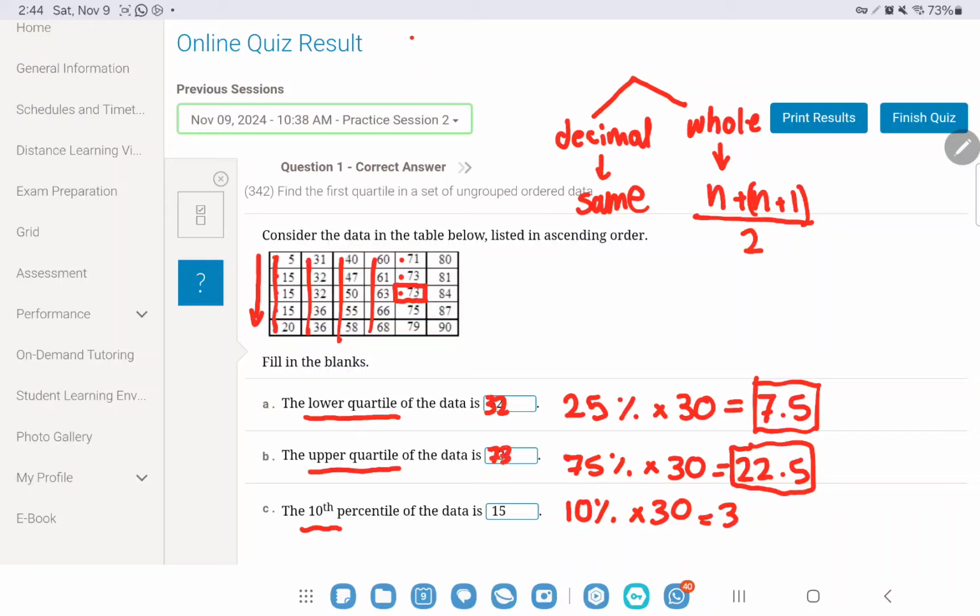Now for the 10th percentile, we find our position, 3. What's on the third position? 1, 2. This is in our third position. We take the third and the fourth position. So 15 plus 15 over 2. You're going to get 15. And that's your answer. That's it for this question. Now let's move on.